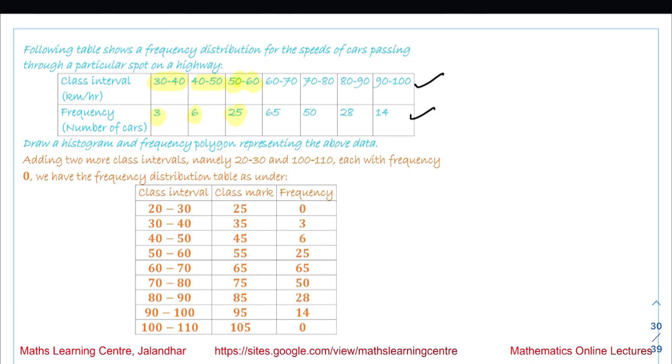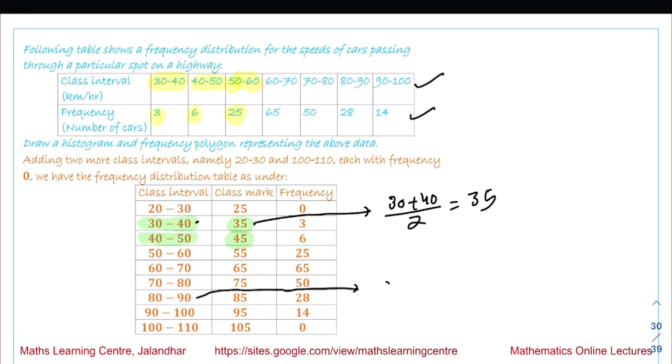So for the frequency polygon we require the class marks over here. So class marks are, corresponding to 30 to 40, the class mark is 35. Corresponding to 40 to 50 it is 45. How are we calculating these values? It is 30 plus 40 by 2, so that is equal to 35. Suppose I am talking about this particular class, then it is 80 plus 90 by 2. The answer you will get is 85. So this is the class mark over here.